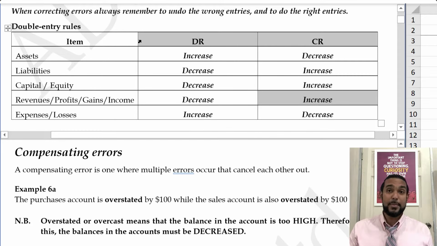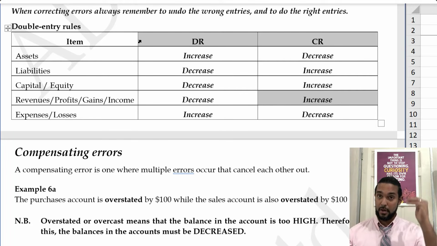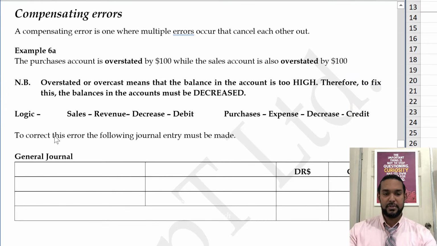So it looks like we're going to debit sales to bring down the revenue account and credit purchases to bring down the expense account. So let's go back down to the general journal.